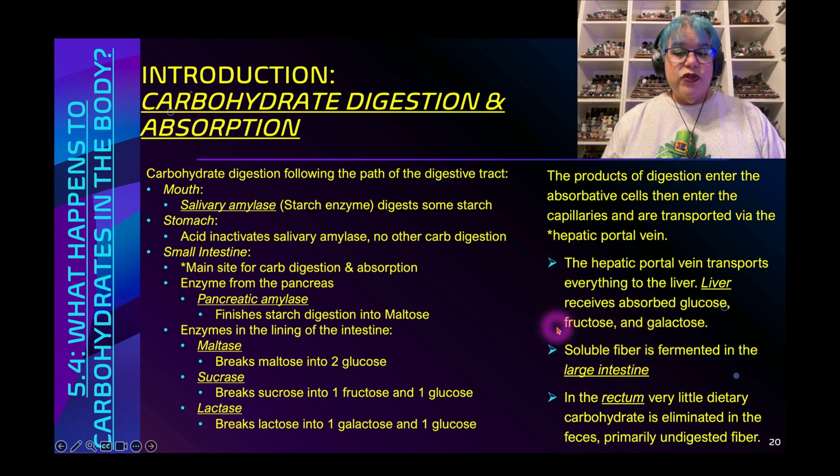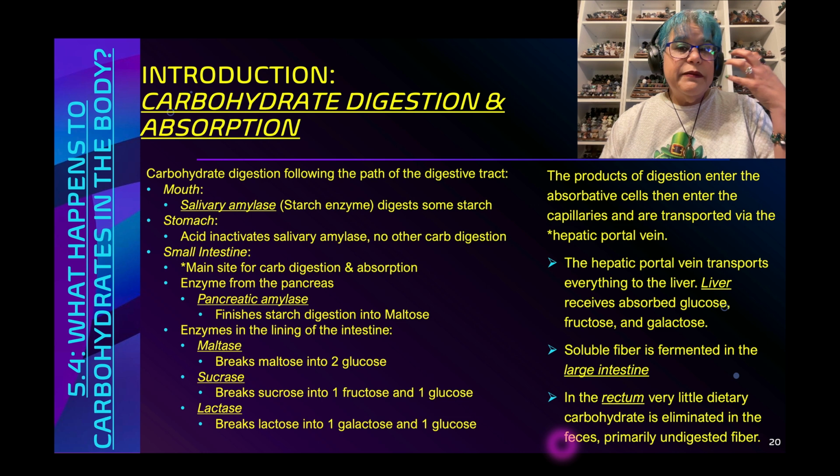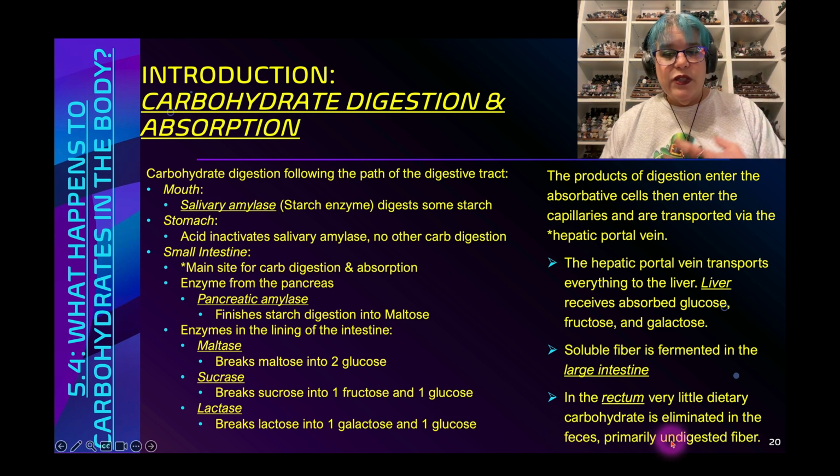If we did have soluble fiber, it will be fermented in the large intestine. In other words, we can't do anything with it, but the bacteria there can, so they might ferment it, break it down for themselves. In the rectum, we have very little carbohydrate that's getting out. We want to keep, as a functioning machine, as much fuel as we can. So most of what we're getting rid of in our fecal material is going to be undigested fiber and waste products, basically.